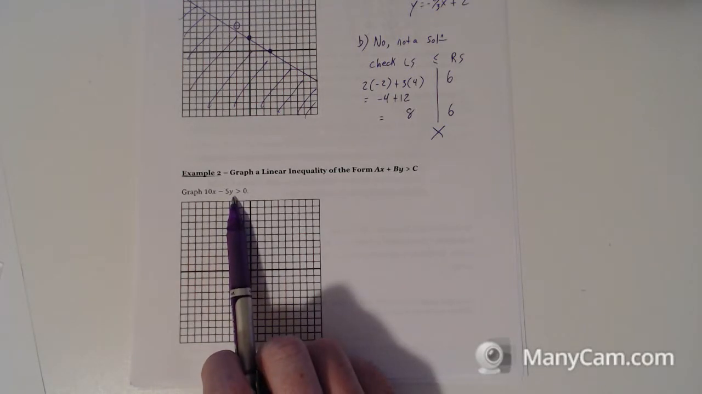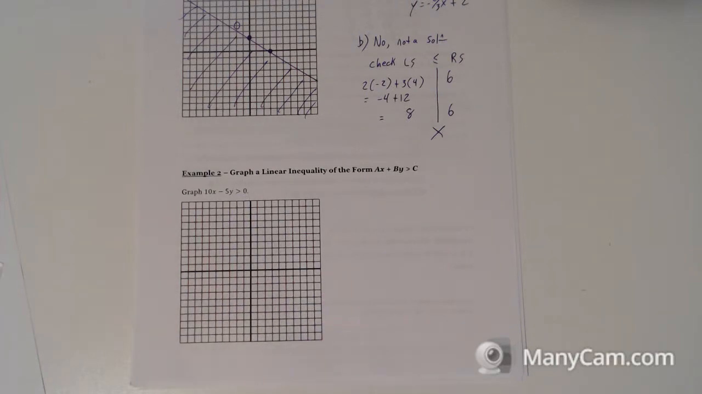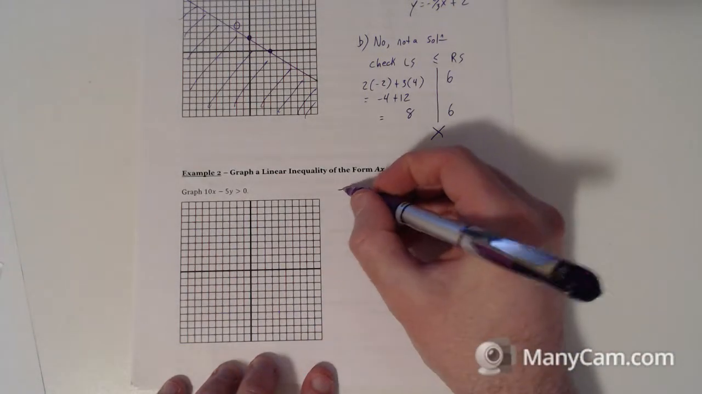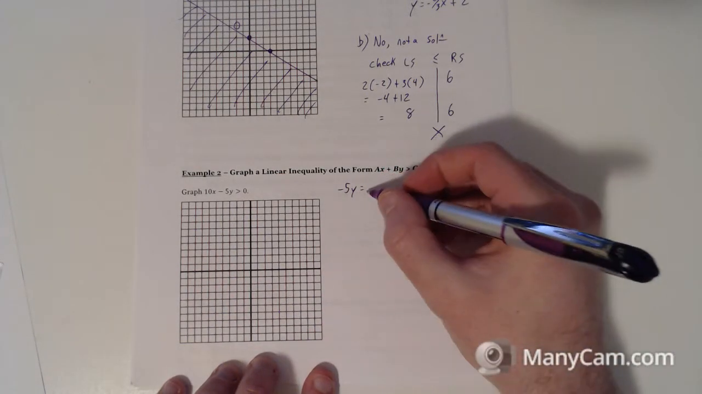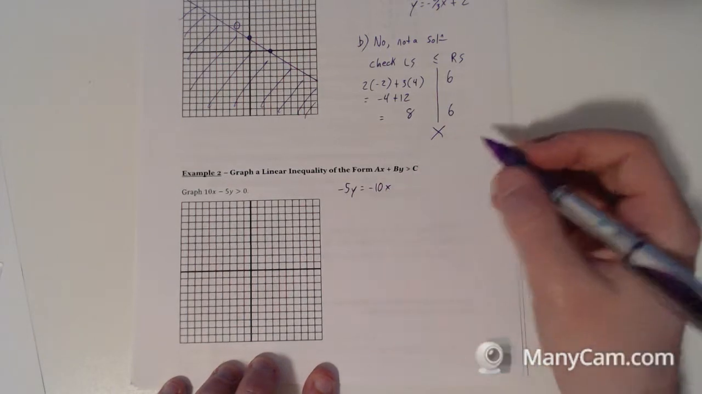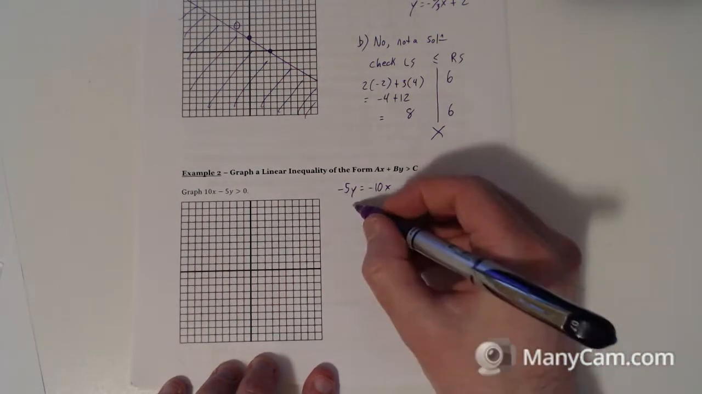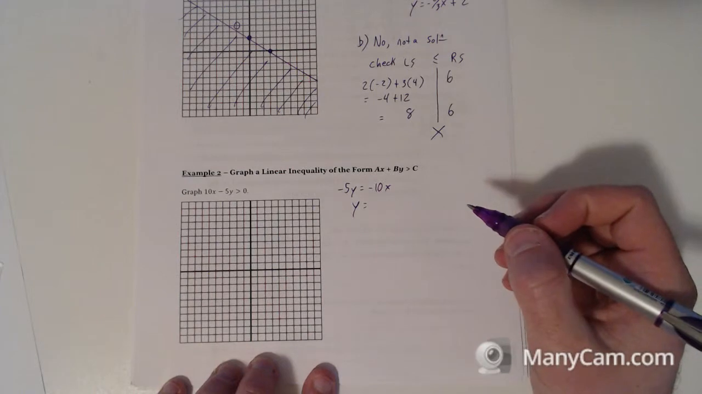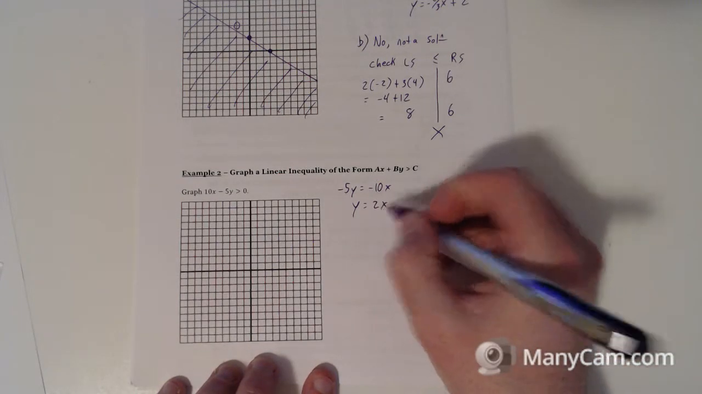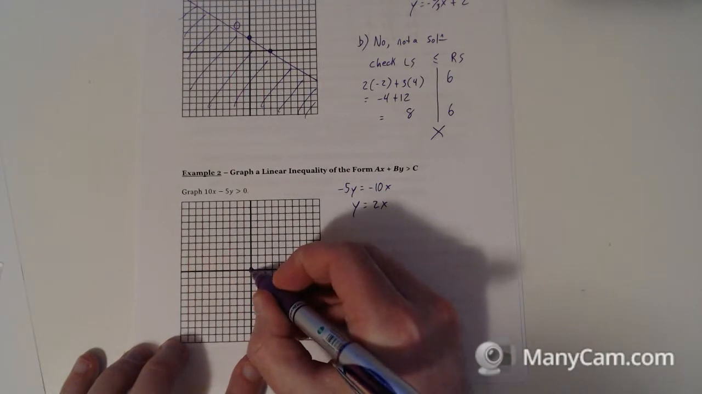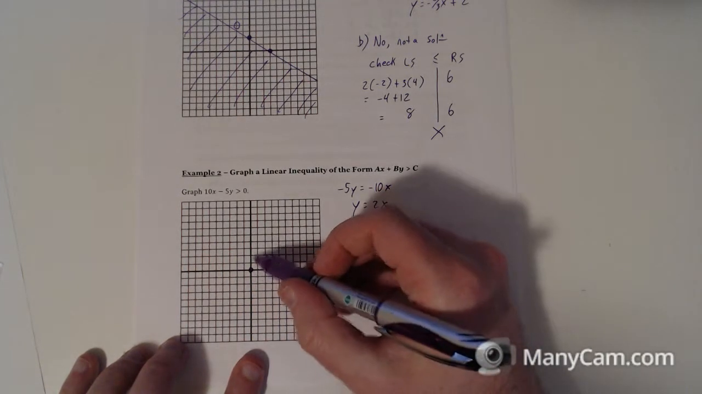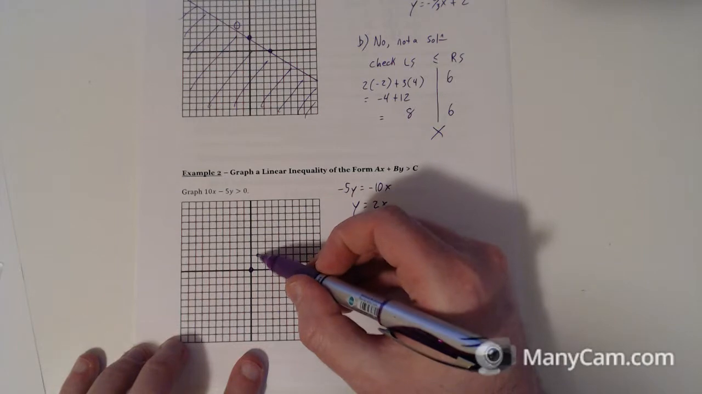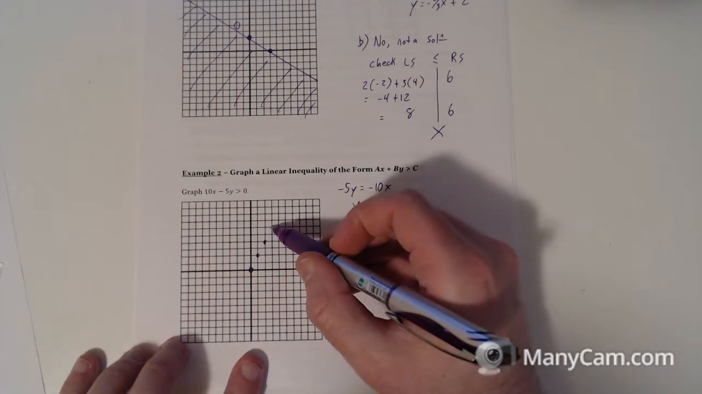So very similar, almost the same steps. We want to graph the boundary line, but this time with a dotted line. Let's try not to forget. So negative 5y is equal to negative 10x plus 0, which doesn't matter. So y is equal to 2x. Well, that's a nice easy line to draw. That goes through the origin, and then it's got rise of 2 over 1, rise of 2 over 1, rise of 2 over 1.